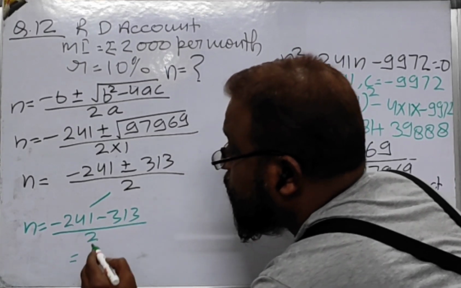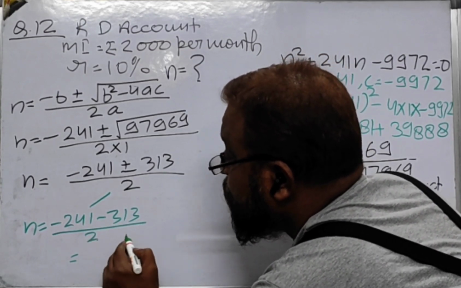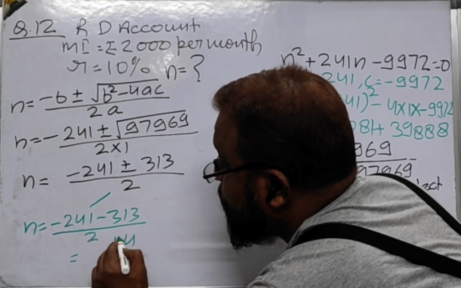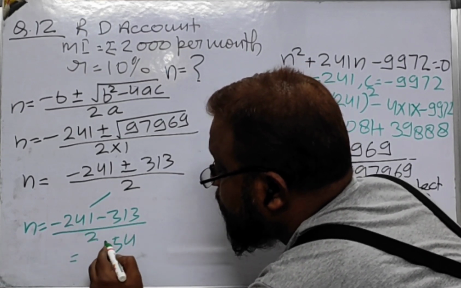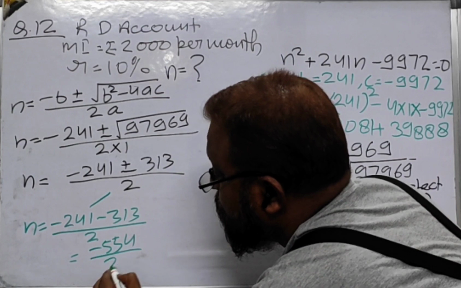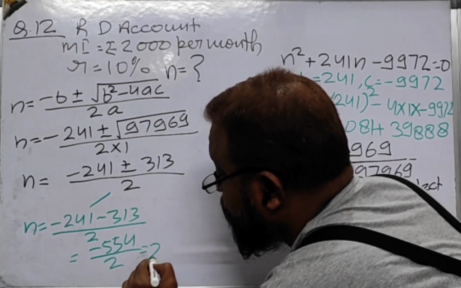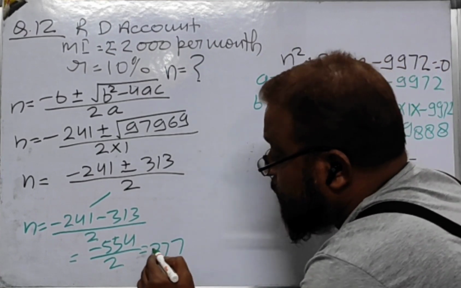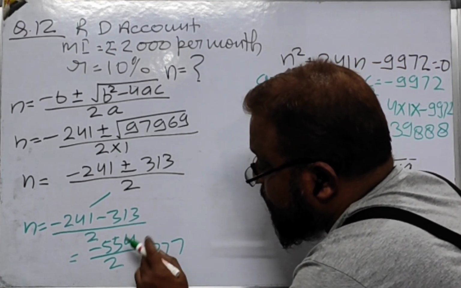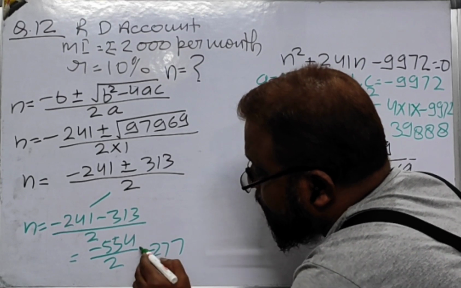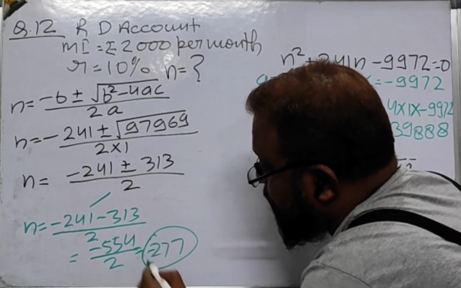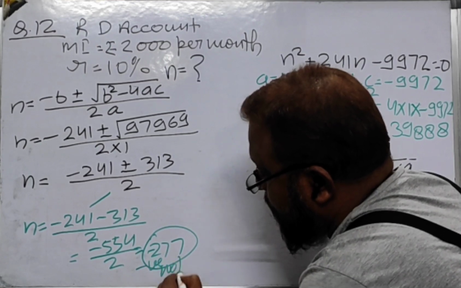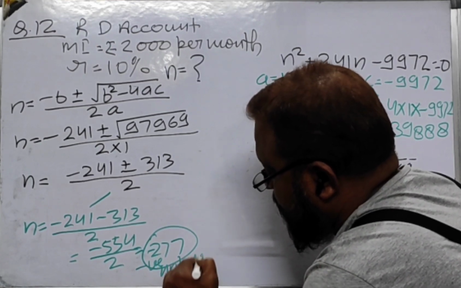So you get how much? 3 plus 1 becomes 4, 4 plus 4 plus 1 becomes 5, and 3 plus 2 becomes 5, minus 2. So it becomes 2 2s are 4, 2 7s are 14, 2 7s are 14. And it is in minus, right? Since this is a negative value, it is not applicable.